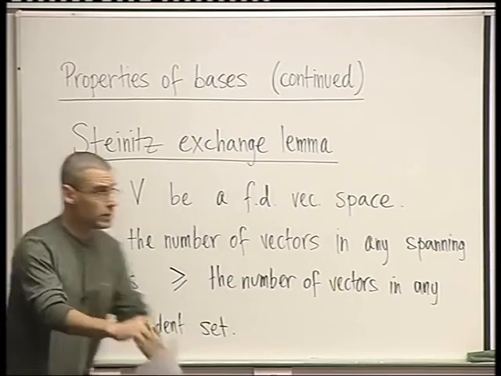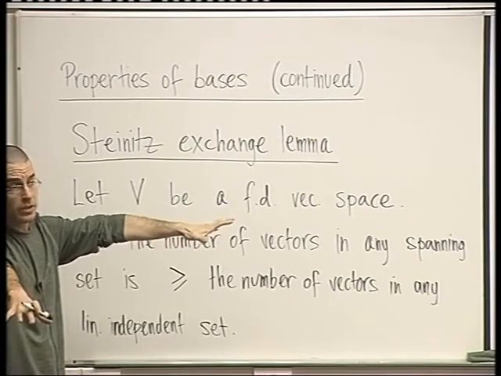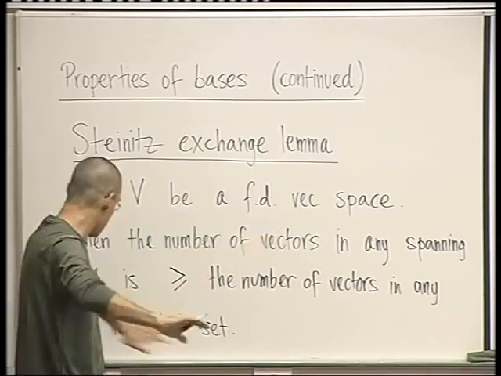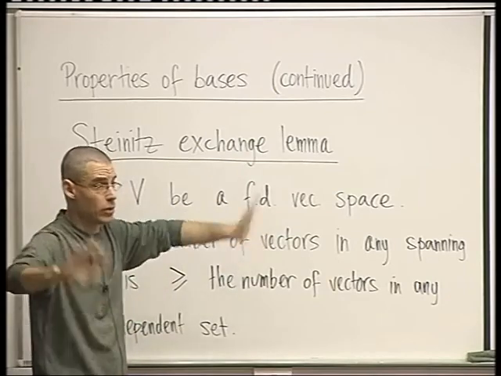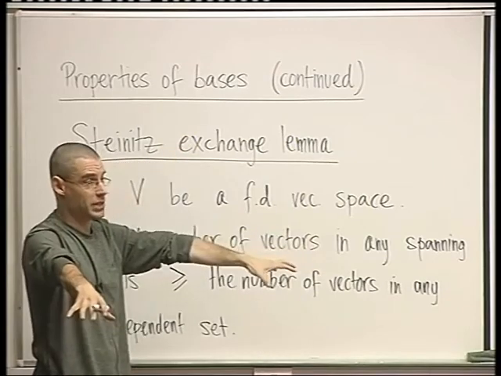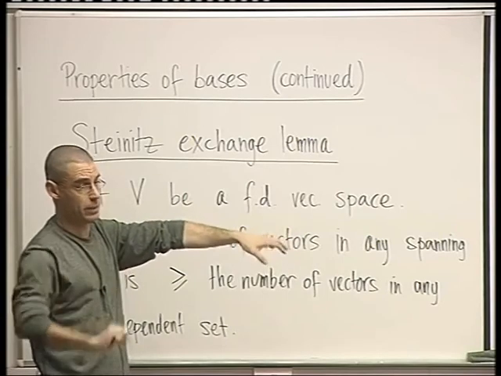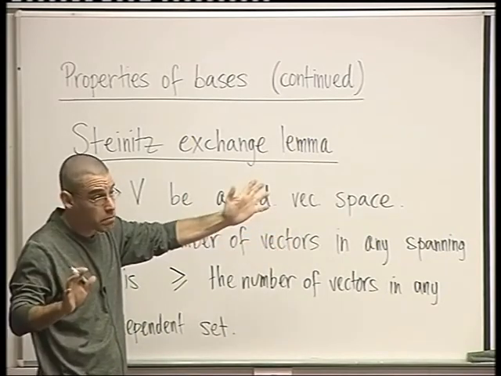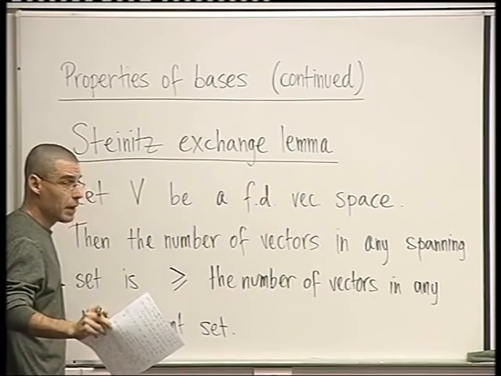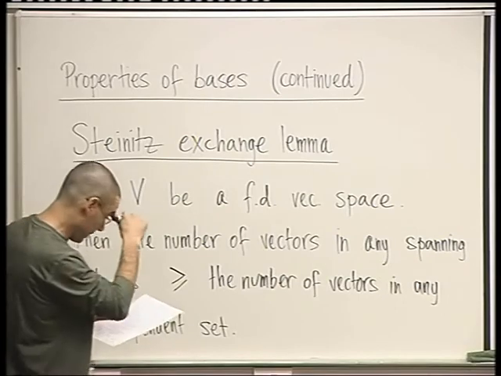Pick two sets randomly. One spans V, any one that you want, and the other set is linearly independent. No statement about it being spanning or anything else. Just a linearly independent set, and separately a spanning set. The number of elements in the spanning set is going to be greater than or equal to the number of elements in the linearly independent set. That's the lemma. Before we prove it, I want to write the theorem that follows from it. And then we'll go back and prove the lemma.